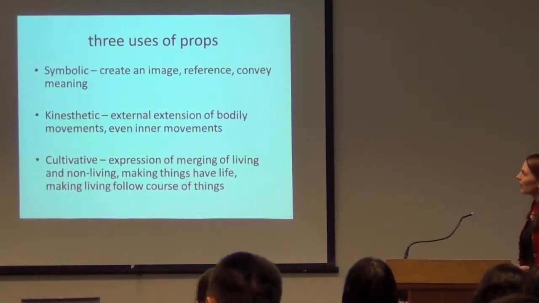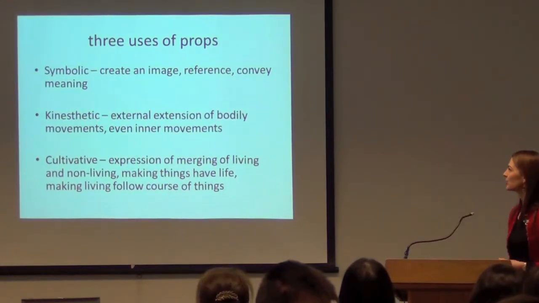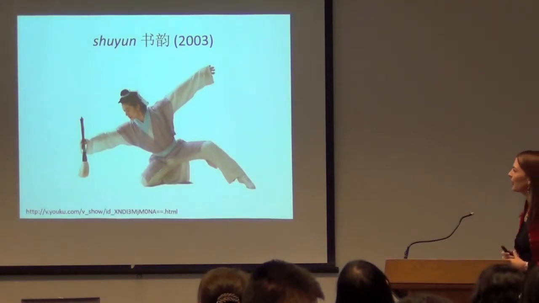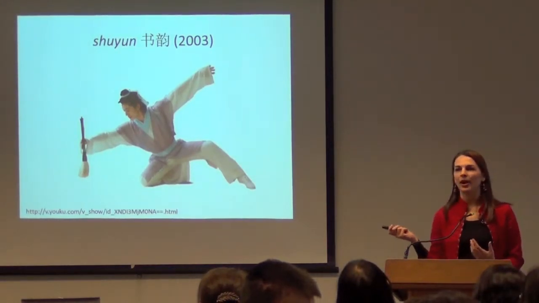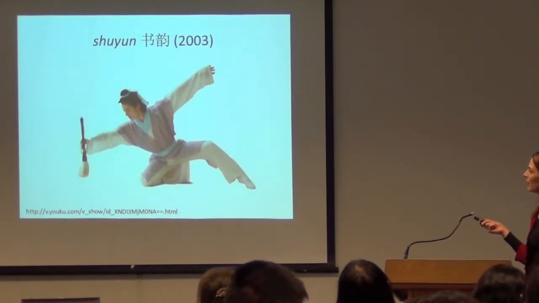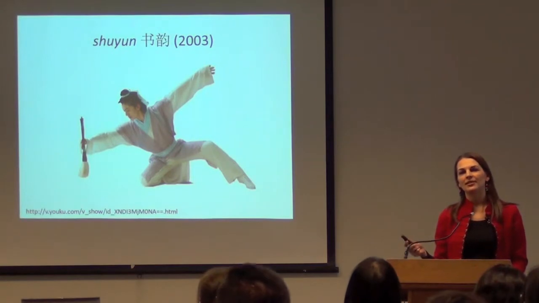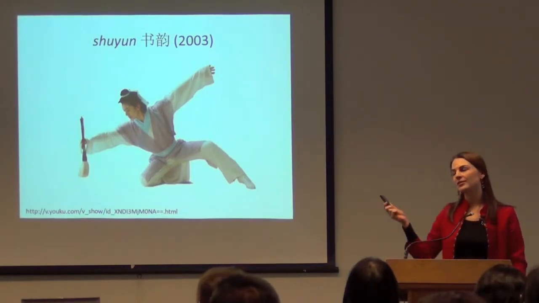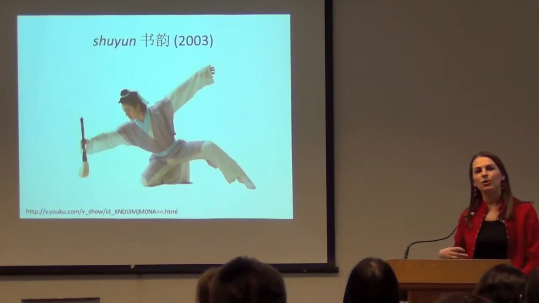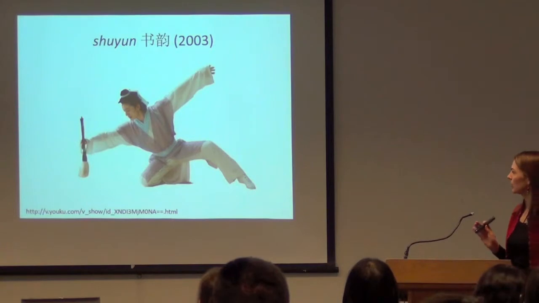And so if we think about props, I think there are actually 3 levels on which we should think about them. The first one is symbolic. So I'll show you an example in just a minute. This work here is an example of a symbolic prop. In this piece of dance work, it's a solo. The prop that's being used here is an enlarged brush. And so in a sense, this prop is telling us that this character is a scholar, a wenren, a person who knows how to write, a person who knows how to paint, a person who knows how to do calligraphy.